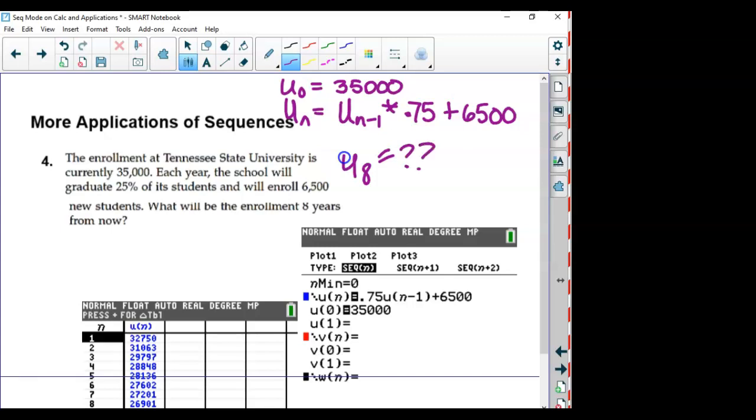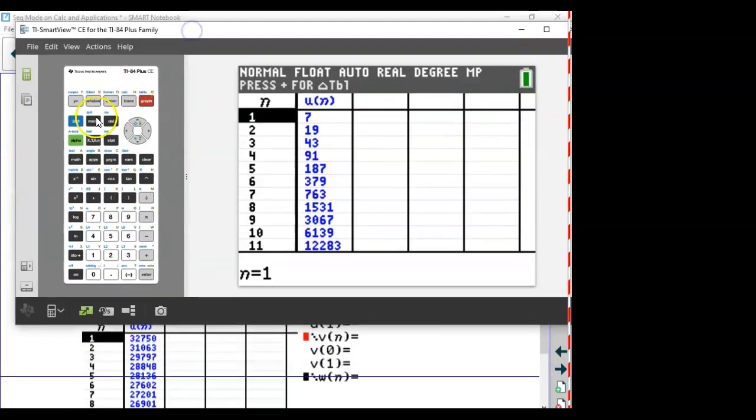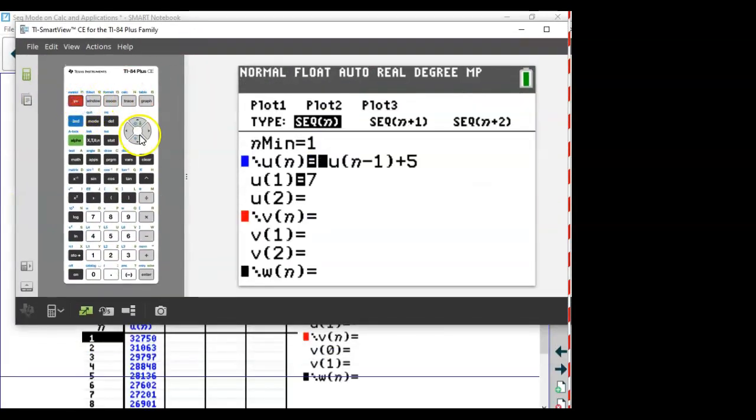All right, so let's go to the calculator and go to y equals, and we're going to go up to the top. N min is going to be 0. And I'm going to skip this one and just clear it out and go down here and say 35,000 for our first term number. So even though yours says U sub n min probably, that's where it should be.